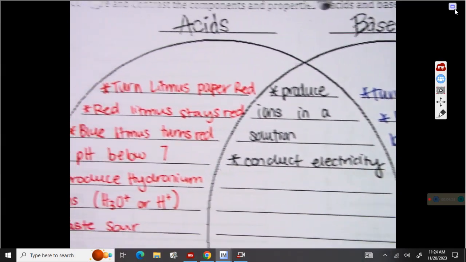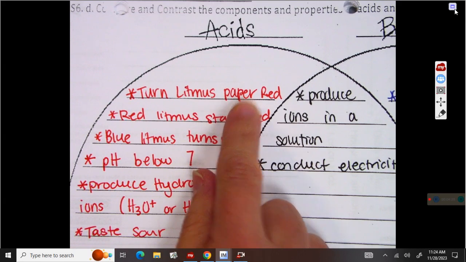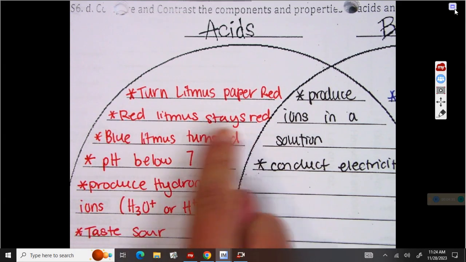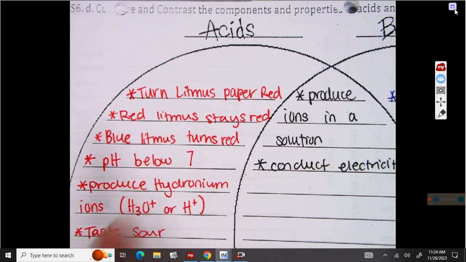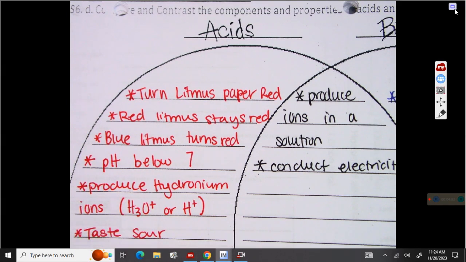So for acids, we wrote them in red because they turn litmus paper red. What that means is red litmus will stay red, blue litmus will turn red. You need to write this down on your paper in red. Their pH levels are below 7. So usually on a regular pH scale, it's 0 to 14. From 0 to 6.9, you will see acids. They're going to produce H3O+ or H+. Hydronium ions is what we name these in a solution.